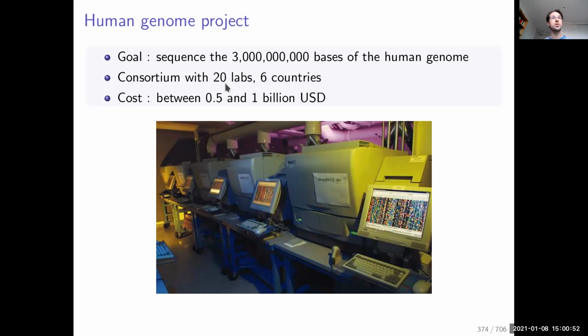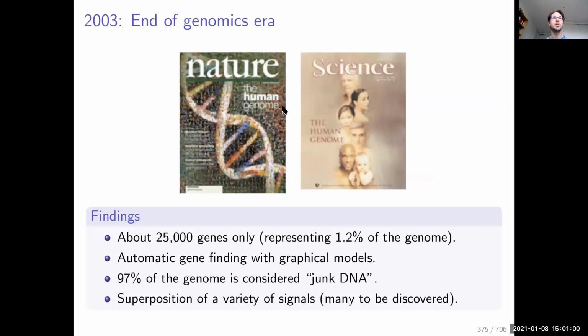It was a consortium with 20 labs, 6 countries, and the cost was between $0.5 and $1 billion. That was very expensive. After more than 10 years of work, the sequencing of the human genome was completed, and there were lots of interesting findings. For example, we realized that there were only 25,000 genes, which is only 1.2% of the genome, which means that what the rest of the genome was doing was unknown at that time.